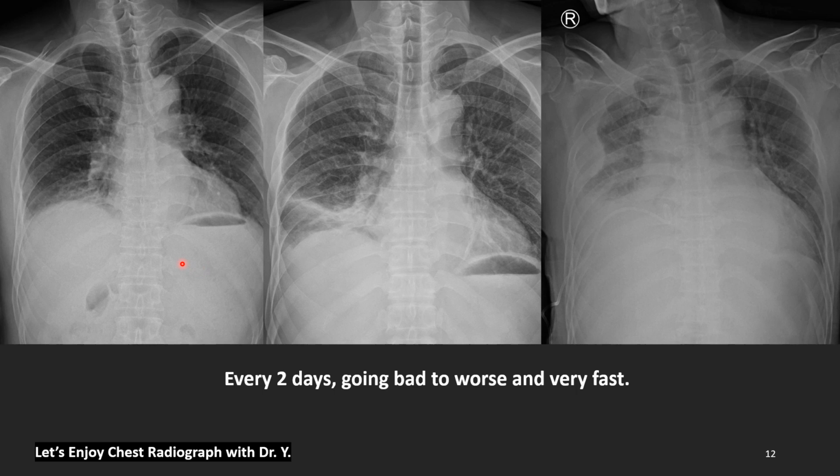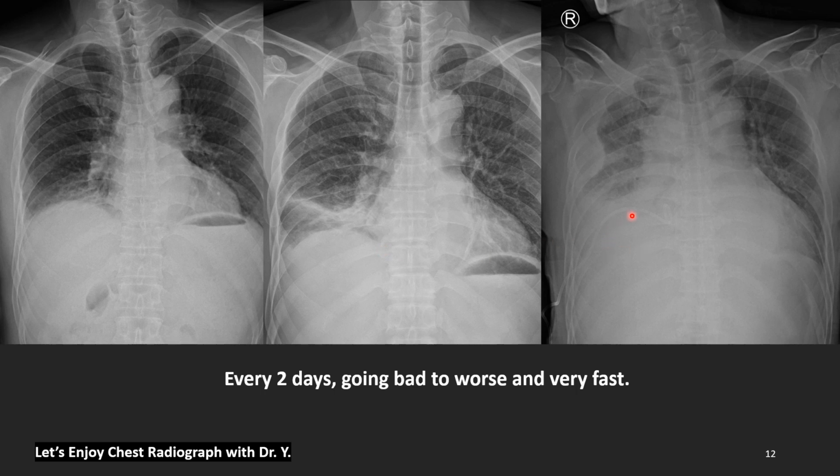An old man admitted to our hospital with a high fever, cough, chill, and sputum. His radiograph shows white area here in lower lung zone with homogeneity and unclear diaphragmatic margin representing pleural fluid, and a bronchogram with consolidation in right lower lobe representing pneumonia. In 2 days, it is going bad to worse. Pleural effusion grows, pneumonic consolidation grows to the middle lobe, and then in 2 more days, it went to worst.